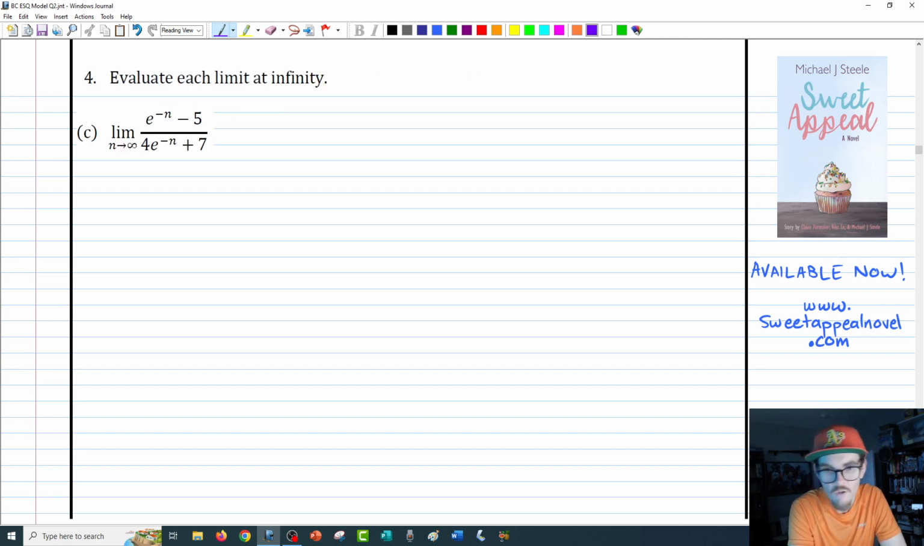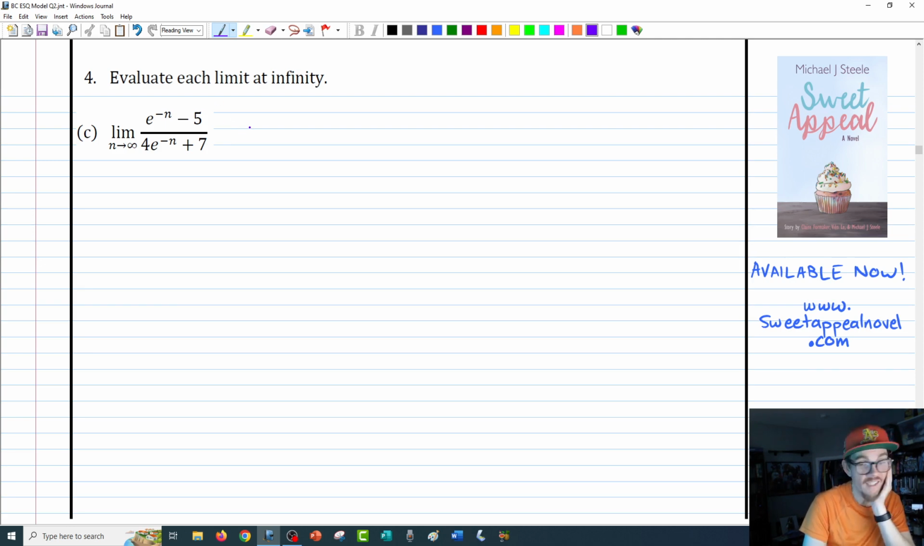So it looks like the final question that we'll take a look at here, in the limit at infinity section, excuse me, is the limit as n goes to infinity of e to the negative n minus 5 all over 4e to the negative n plus 7. And this is one where I think the temptation is just to immediately do some sort of L'Hopital's rule.